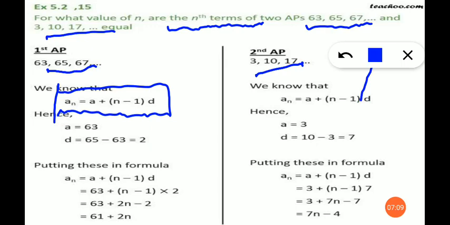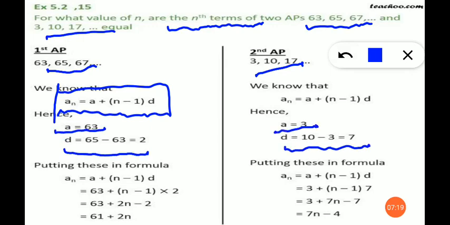In the first case, a is equal to 63 and d is equal to 2. In the second case, a is equal to 3 and d is equal to 7. We will put the values in the formula one by one. In the first case, we get an is equal to 61 plus 2n, and in the second case we get an is equal to 7n minus 4.